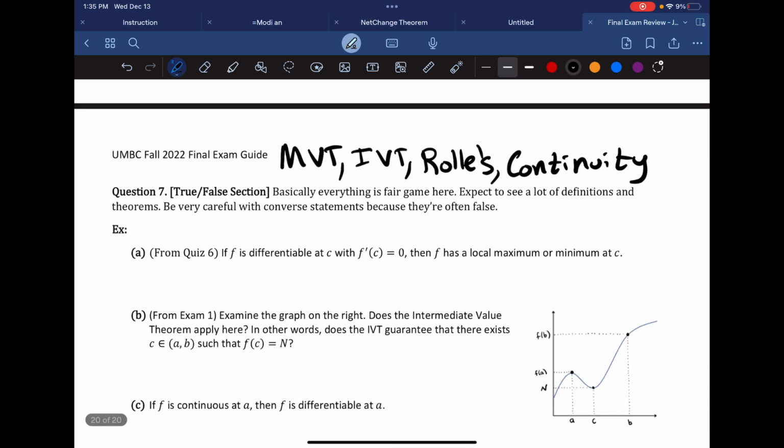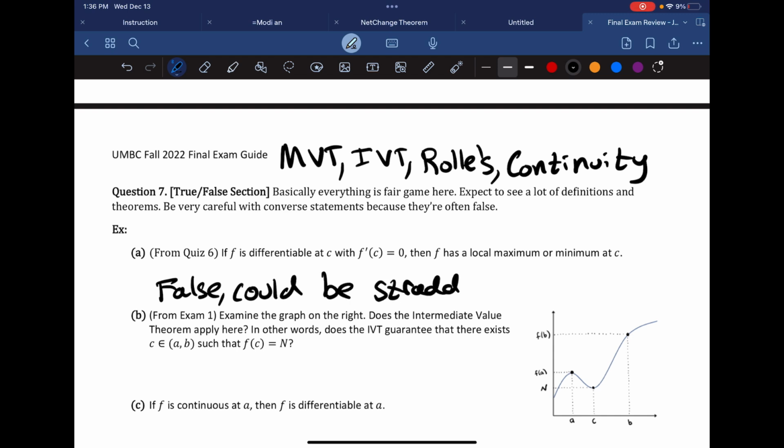Let's just get into it. So A, if f is differentiable at c with f prime of c equals 0, then f has a local maximum or a minimum at c. This is going to be false. This is because it could be a straddle, right?